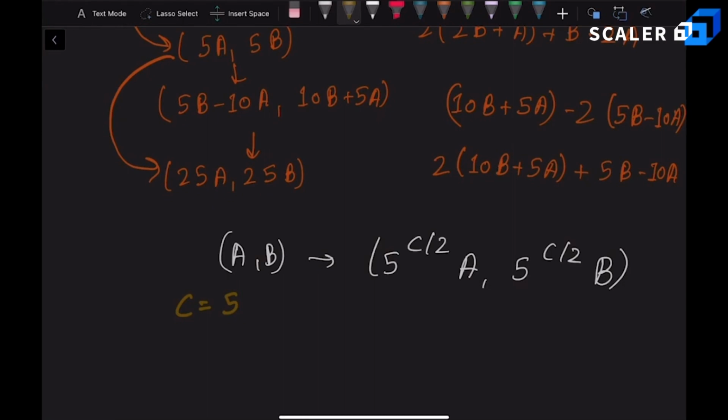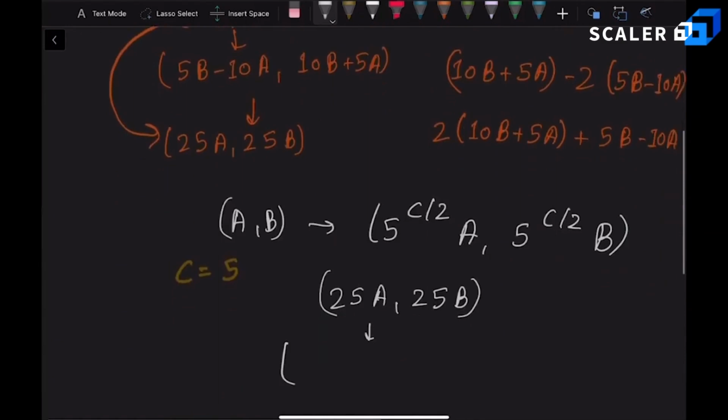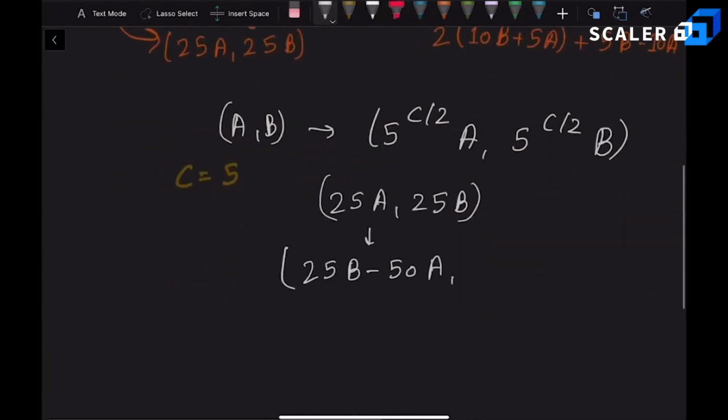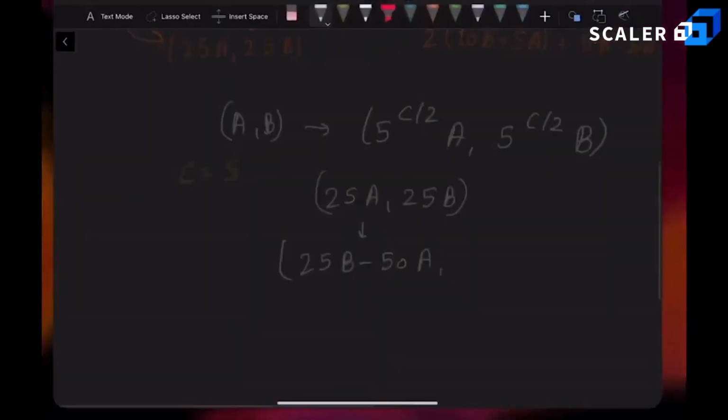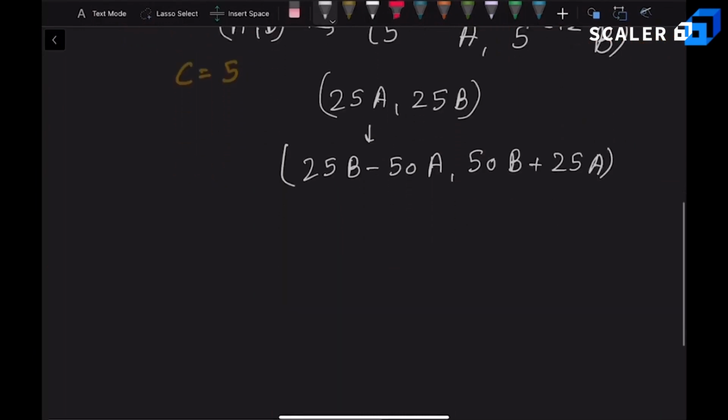So for example, if we need to do 5 operations, we'll calculate the value at c minus 1, which is 4, and we know that the value at c equal to 4 will be (25a, 25b). And now we'll simply do one operation to get the final value, which will be b minus 2a, where b is 25b minus 50a, and 2b plus a, which will be 50b plus 25a. So let's look at the code to understand it more clearly.